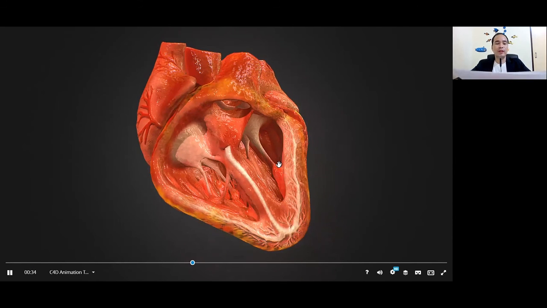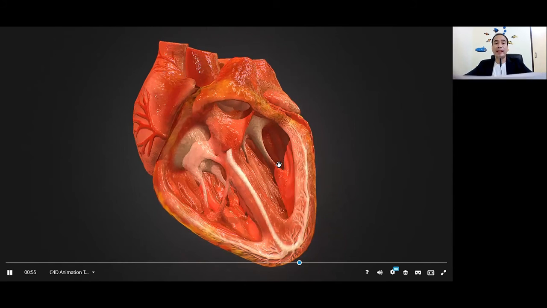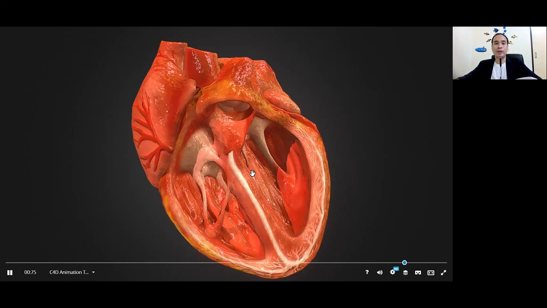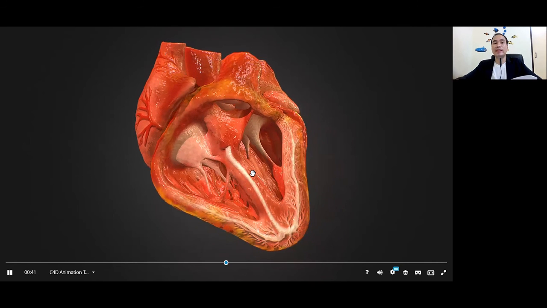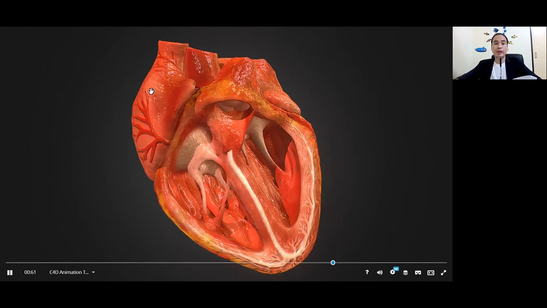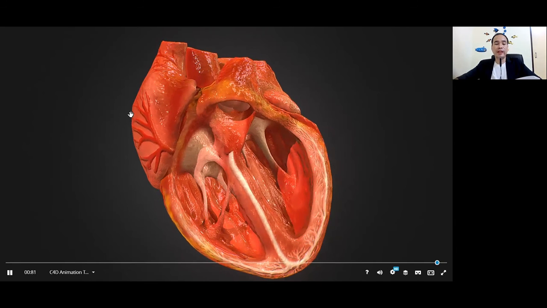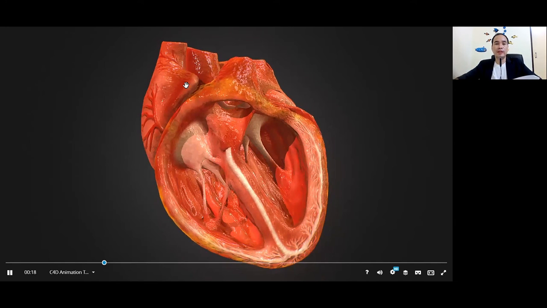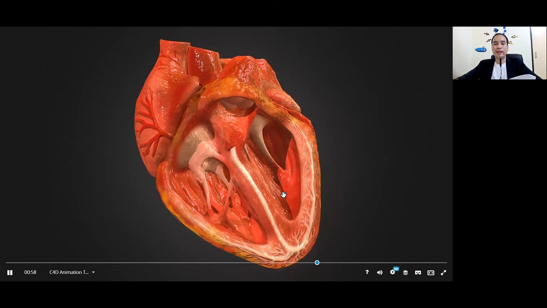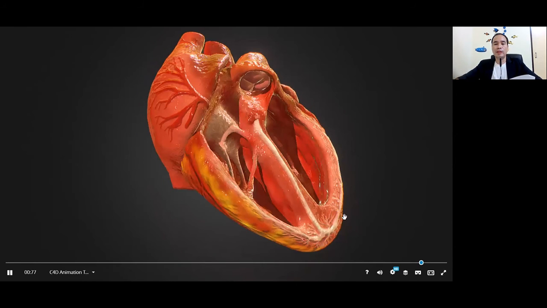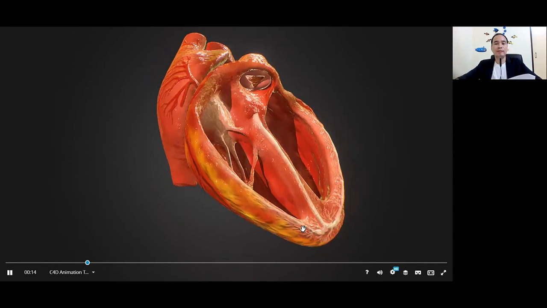Number two, we are looking for the apex and the base. As I've told you, your base is flat and your apex is pointed or sharp. So this area of your heart is your base, and this area of your heart is your apex.